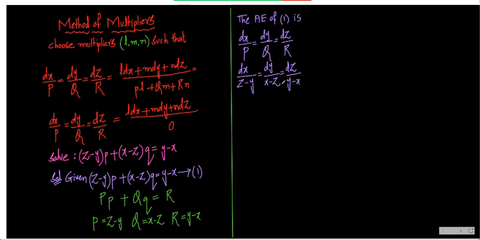Now you tell me what type of multipliers we have to choose such that the denominator will become 0. If you choose the multipliers as 1, 1, 1, see, x is positive here, negative there, cancel. Y is positive here, negative there, cancel. Z is positive here, negative there, cancel. If I choose the multipliers as 1, 1, 1, then our denominator will become 0 easily. This is the advantage of this method. Taking 1, 1, 1 as multipliers.